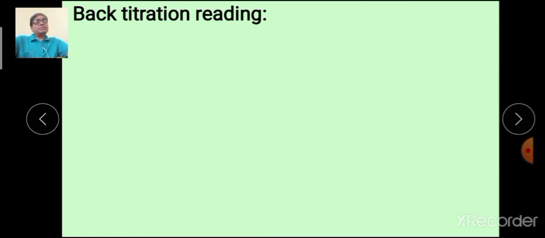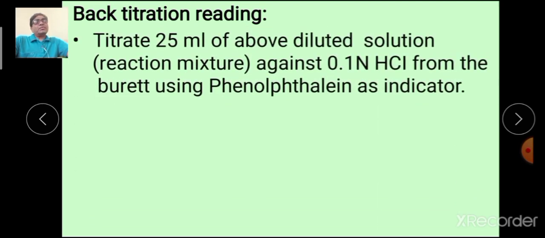Titration. This is the back titration, that is a titration of the reaction mixture with standard acid solution. We are using 0.1 normal hydrochloric acid. The first step in the back titration is to pipette out 25 ml of this diluted solution, that is the reaction mixture, and titrate it against 0.1 normal hydrochloric acid from the burette using phenolphthalein as an indicator.